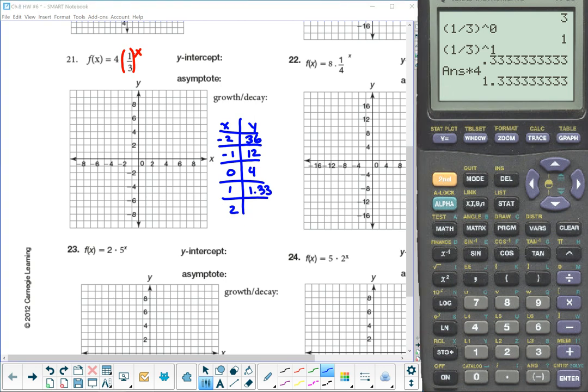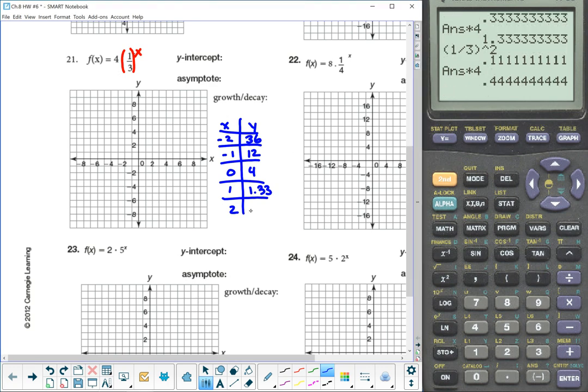Okay, let's do it twice and pull it up again. Do it to the second power. You get 0.111 times it by 4. You get 0.444. So this is actually 0.44. Interesting, huh?